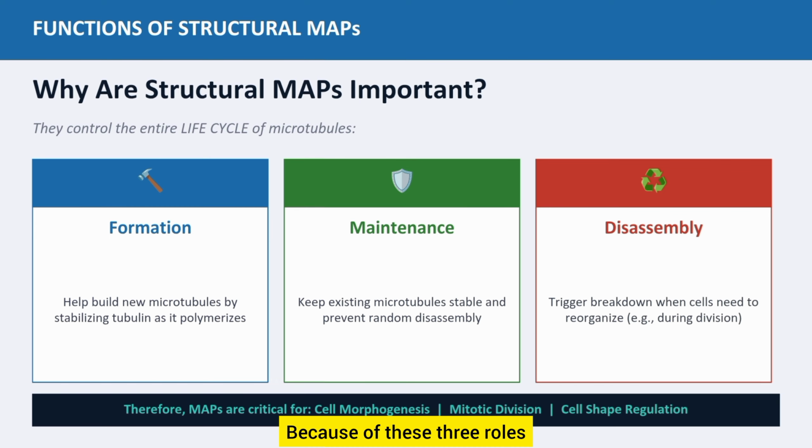Because of these 3 roles, structural MAPs are critically important for cell morphogenesis, meaning how a cell develops its final shape. Mitotic division, the process of cell division. Regulation of cell shape, how the cell maintains and changes its form. So basically, without structural MAPs, your cells would lose their shape, couldn't divide properly, and the entire cytoskeleton would collapse. They are the invisible architects of the cell.